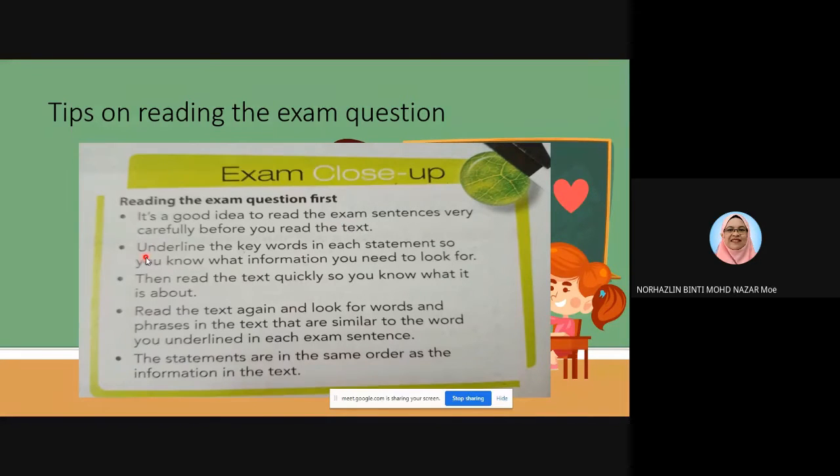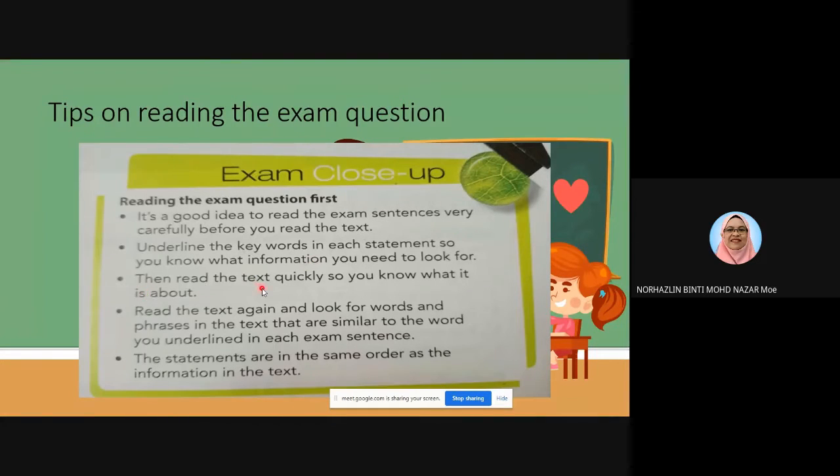Number two, underline the keywords in each statement so you know what information you need to look for. There are many words, you only need to underline important words. Each paragraph, you look for important words. Don't underline all the words or all the sentences in the text.